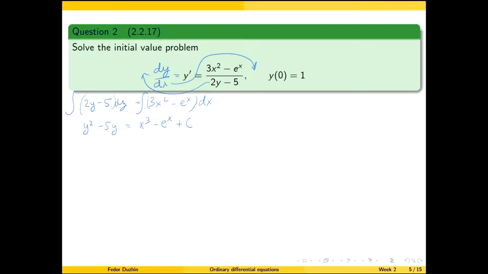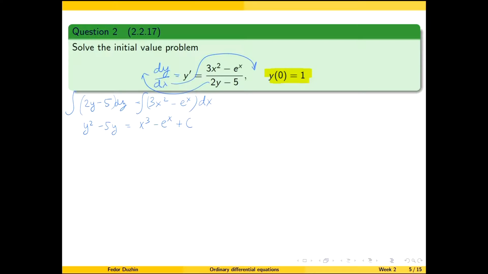Okay, the next step is to find the constant. So notice that this is an initial value problem, which we know because we are given the initial value, not just the differential equation. And if we have an initial value problem, it means that we can find a specific solution, not just all possible solutions. So we need to solve for c. How do we solve for c? We use the provided values of x and y, right?